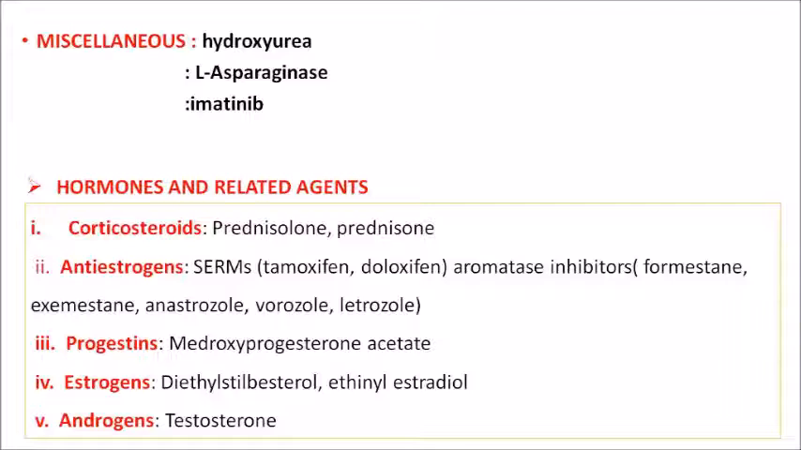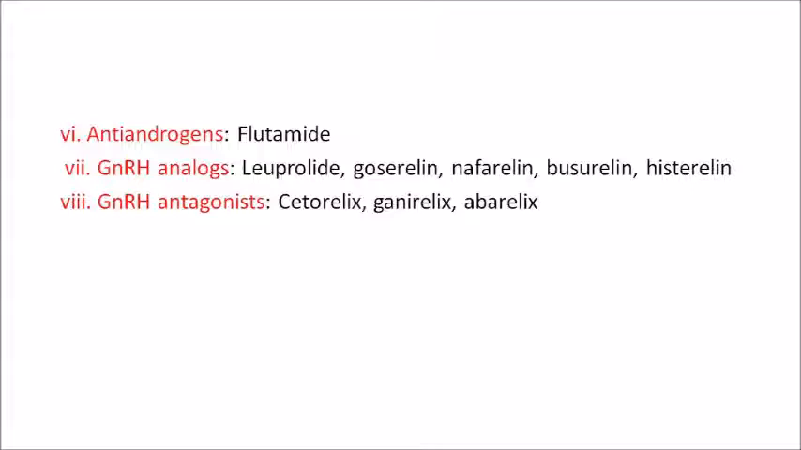Then we have progestins like medroxyprogesterone acetate. Then we have estrogens which end with the name estrol or estradiol, and we have androgens like testosterone. These are not very important. Anyway, for the completion of the classification, I have put them. Similarly, flutamide, an anti-androgen. Then we have GnRH or gonadotropin releasing hormone analogues and antagonists. Analogues are leuprolide, and you have many drugs ending in relin: goserelin, nafarelin, buserelin, histrelin. And GnRH antagonists are relix drugs: cetrorelix, ganirelix, abarelix. Very good if you can remember.